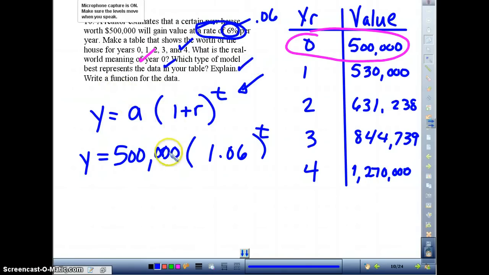Write a function for the data. Well, we did that. Okay, I'm guessing we probably did this whole problem backwards. All right. We probably should have done the values of the house first and then worked into that, but we're kind of too smart for that, aren't we? Yes, we are. Okay, let's move on.